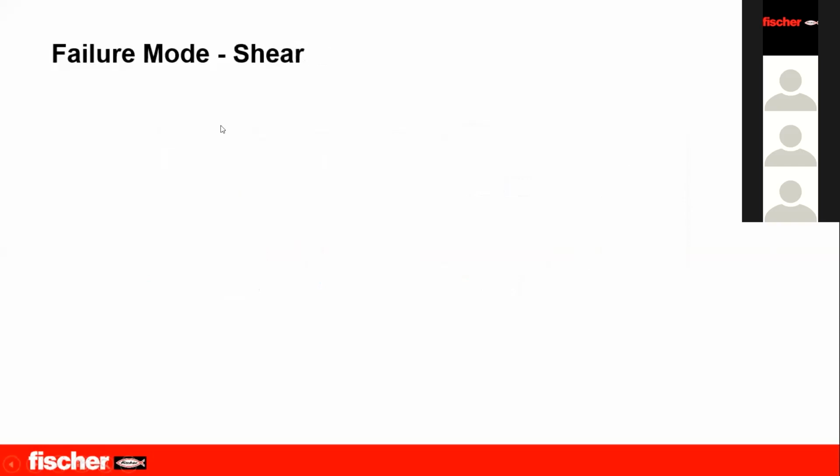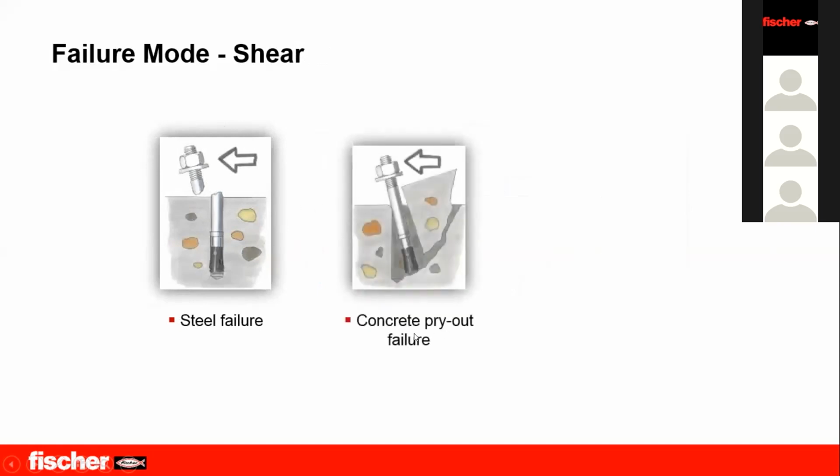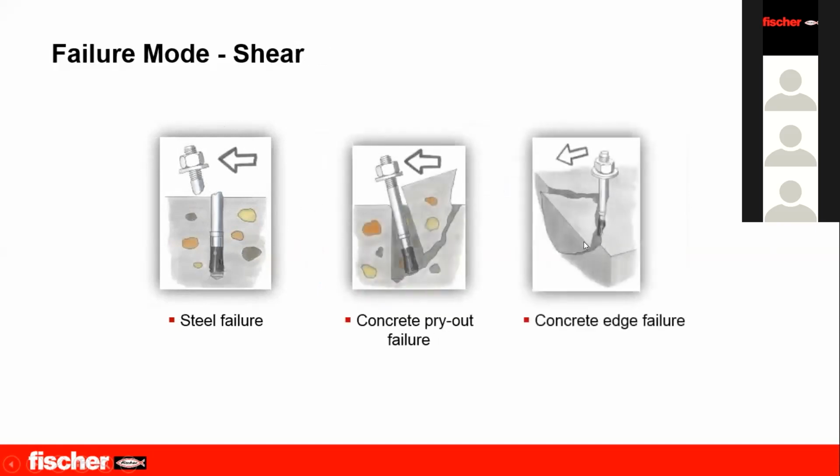Now let's go to the failure modes in shear. We have the steel failure. The second one is concrete breakout failure, or concrete edge failure. This is the important thing we should focus on, the edge failure. Especially when you want to fix your anchor for something like a curtain wall, any application where the anchor is very near to the edge of the concrete, you should consider this edge distance.